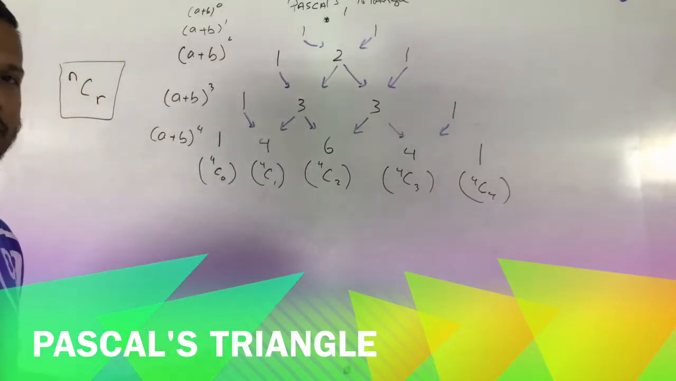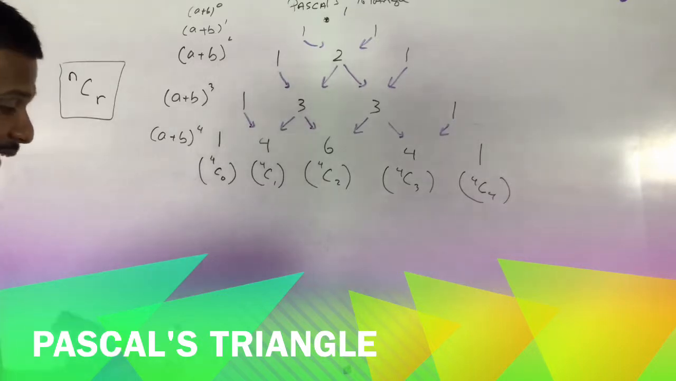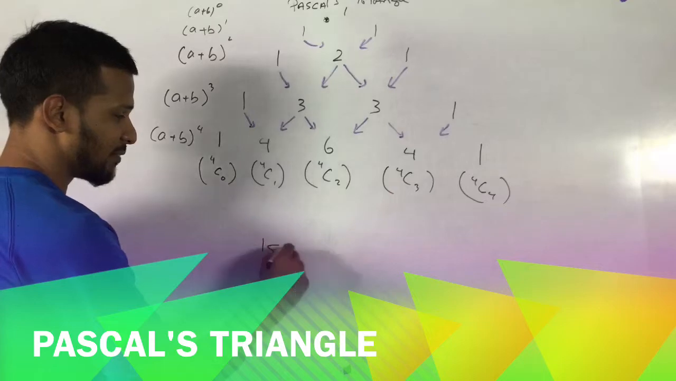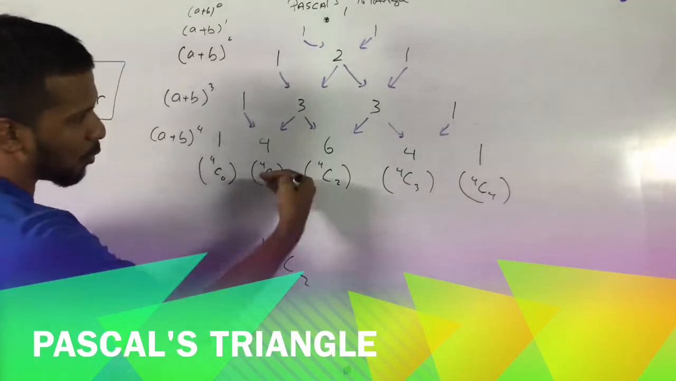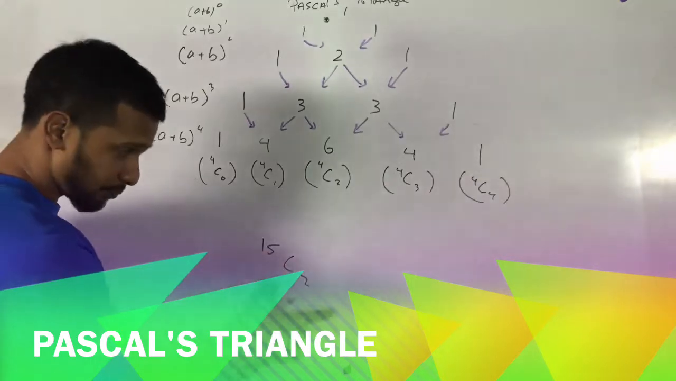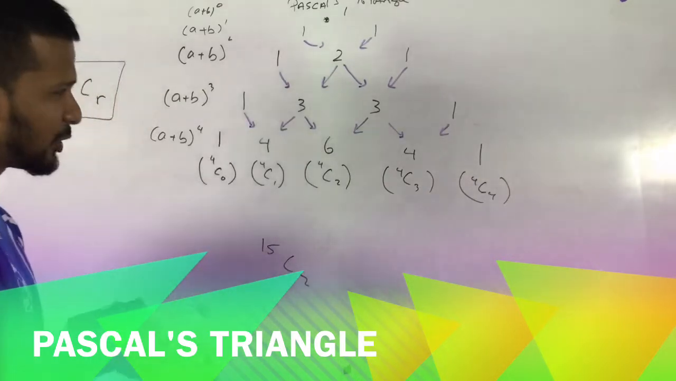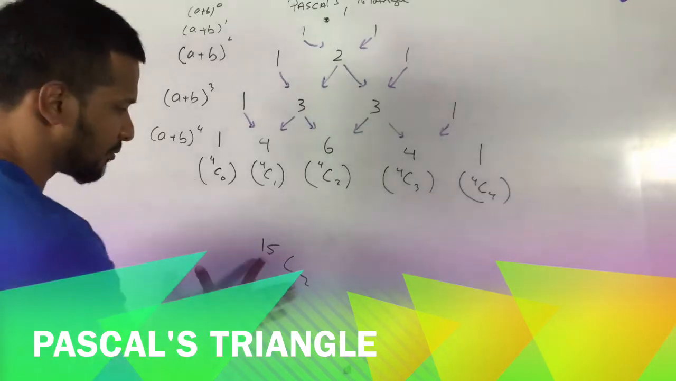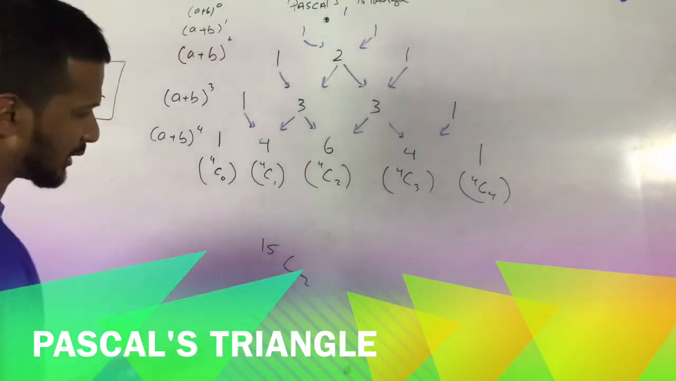But of course you can see the problem. Imagine having to find something like 15C2. You'll have to go all the way down. My board can't even hold it. To find this value, the triangle has to keep going on and on and on. So there's a next method to find functions like this, which I will show you in a little while.